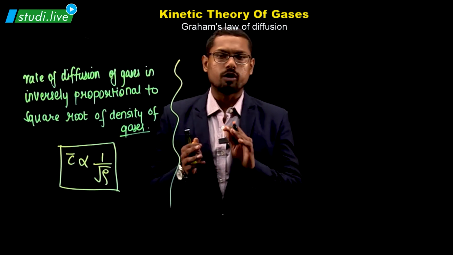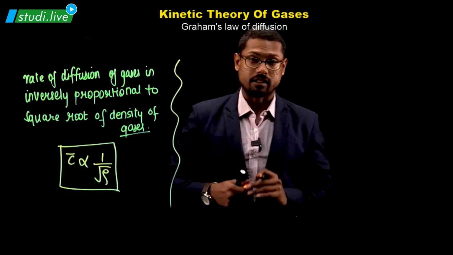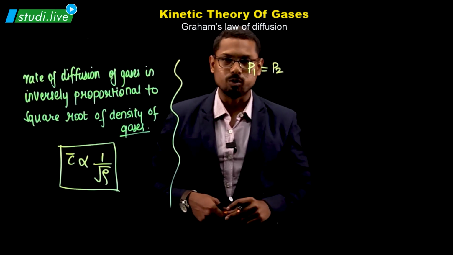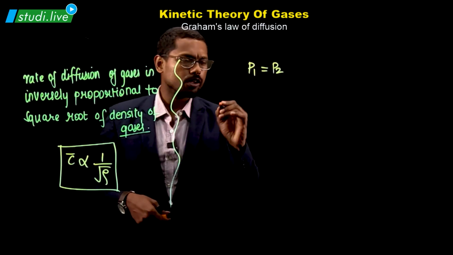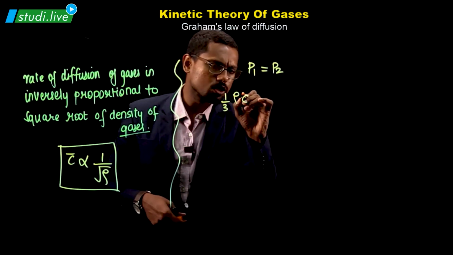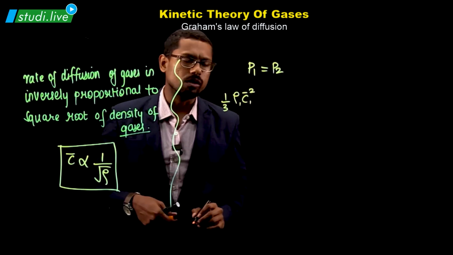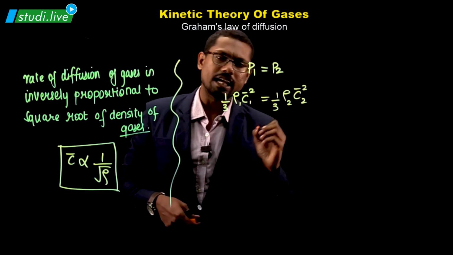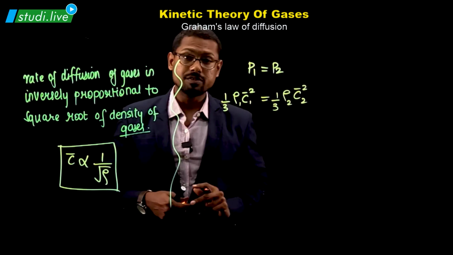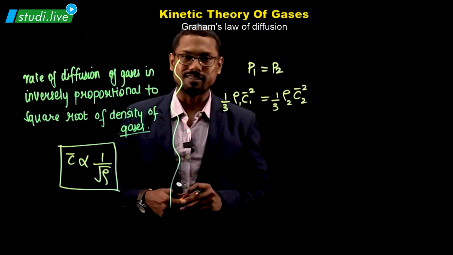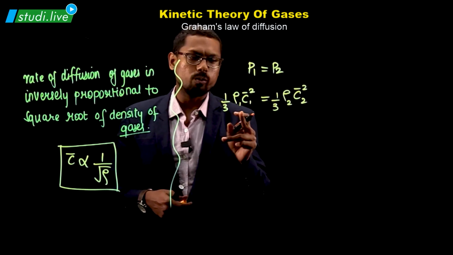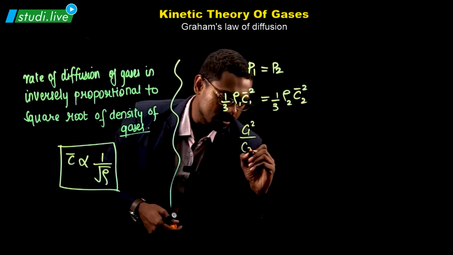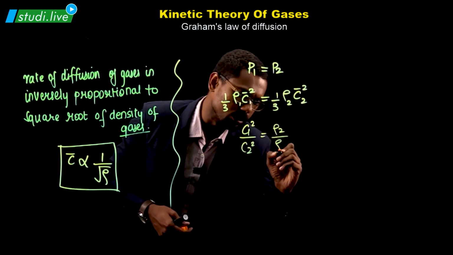I understand if I've got gas molecules from the same set, the pressure acting on both will be exactly the same. If the pressure is the same, don't you think 1 by 3 rho c square for the first gas has to be equal to 1 by 3 rho c square for the second gas? From here, one thing is very clear: 1 by 3 goes away. I'll push this c2 square over here and push this rho 1 to the other side. This will become c1 square divided by c2 square is equal to rho 2 divided by rho 1.